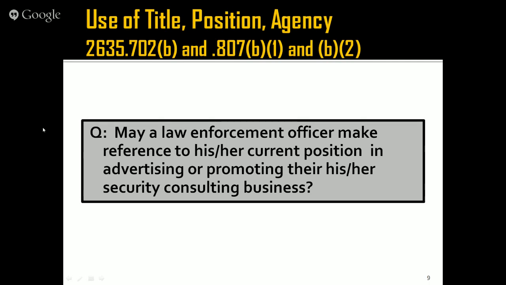Okay, so now we have a slightly different fact pattern. Now we have a law enforcement officer who wants to make reference to his or her current position in advertising or promoting their security consulting business. And this one causes me some immediate concern because the private gain portion of this is so explicit, right? We know what we're trying to do. We're trying to make private citizens money in a commercial activity. We're looking for clients. So we know that there's a private gain involved. So the concern is, are we using the public office to further that private gain? And I think this is a very dangerous area.